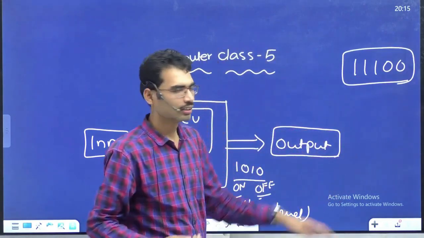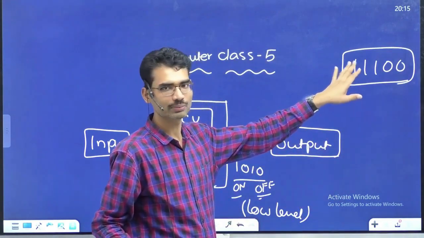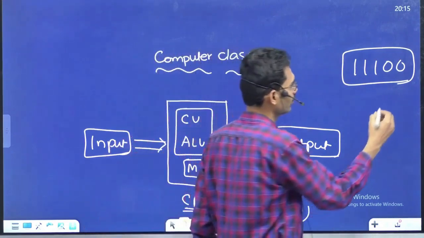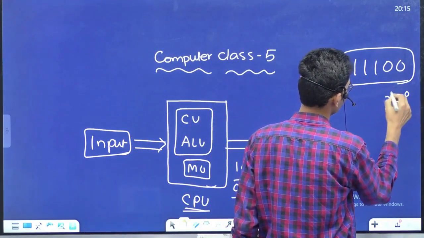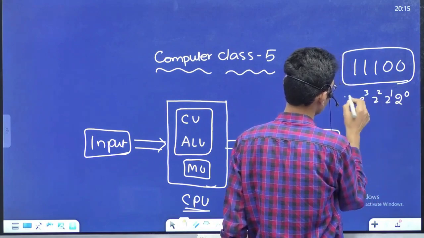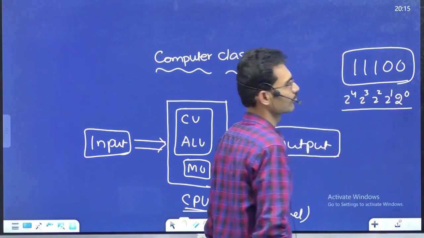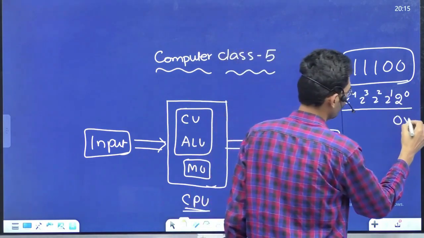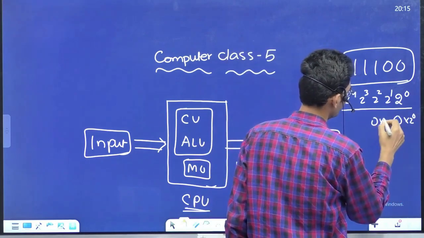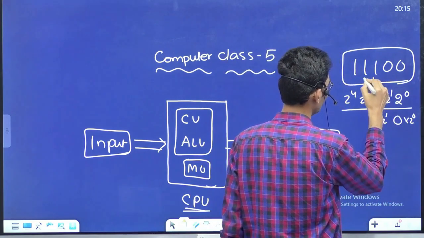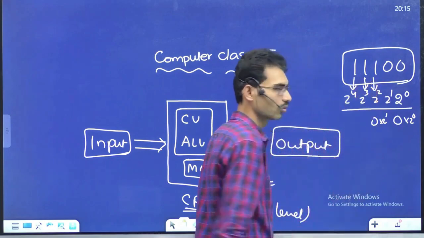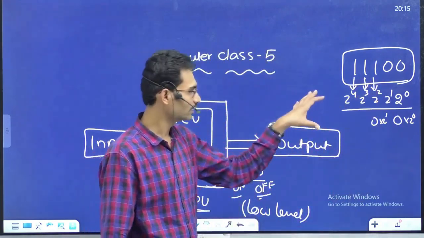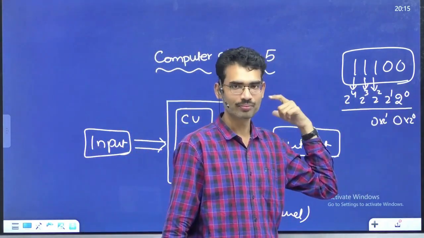If you want to understand what this binary number is equivalent to in the decimal system, take 2 power 0, 2 power 1, 2 power 2, 2 power 3, 2 power 4: 0 into 2 power 0, 0 into 2 power 1, 1 into 2 power 2, 1 into 2 power 3, 1 into 2 power 4. If you calculate like that, you will get the decimal number.